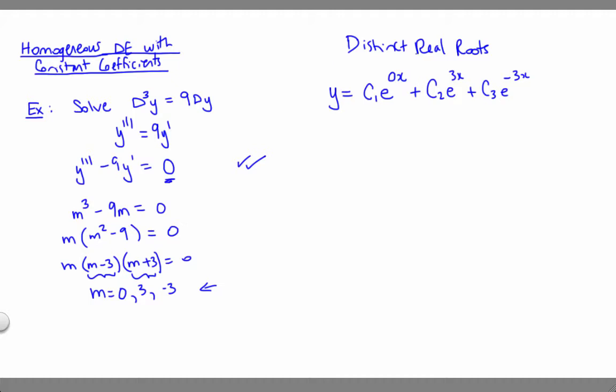Okay, so that's fine, but maybe we'd like to simplify this a little bit. That first exponential is e to the 0, so that just becomes 1. And we could simplify that first term then and just call it c1. c1 plus c2 e to the 3x plus c3 e to the minus 3x.